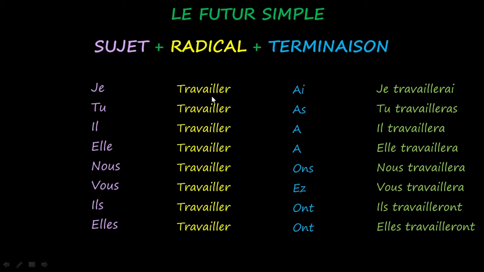The verb travailler, T-R-A-V-A-I-L-L-E-R. It's actually the name, right? The infinitive form of the verb. So the radical will be the same. Je travaille. You write the whole thing. Then we add the endings. Terminaison means endings. So the endings you got to memorize. For the ER ending verbs, for present tense, you know the endings, right?